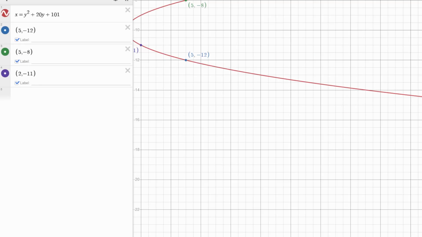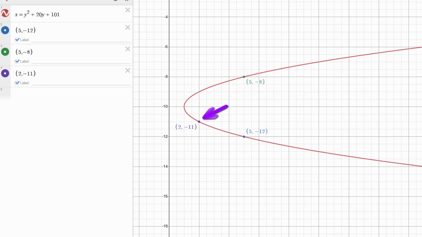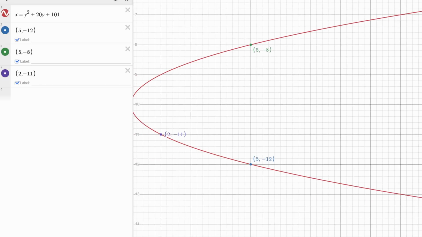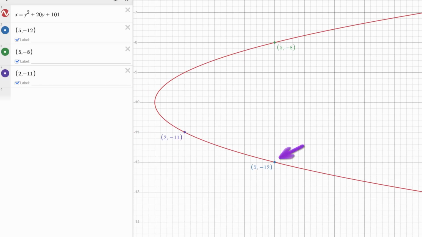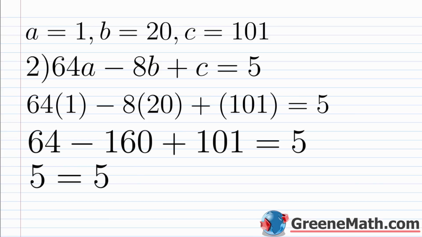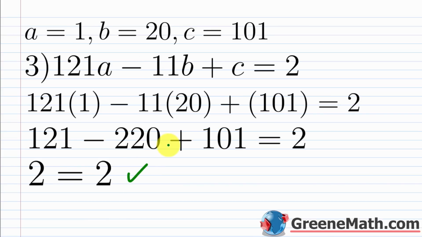Let me zoom in a little bit. So you have your 2 comma negative 11, your 5 comma negative 8. Let me zoom in a little bit more so you can see that. And then your 5 comma negative 12. So plugging in, again, if you want to check it this way, for equation number 1, you get 5 equals 5. For equation number 2, you also get 5 equals 5. And then for equation number 3, you get 2 equals 2.